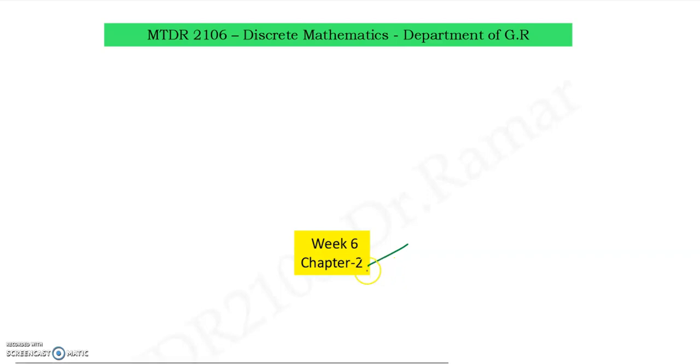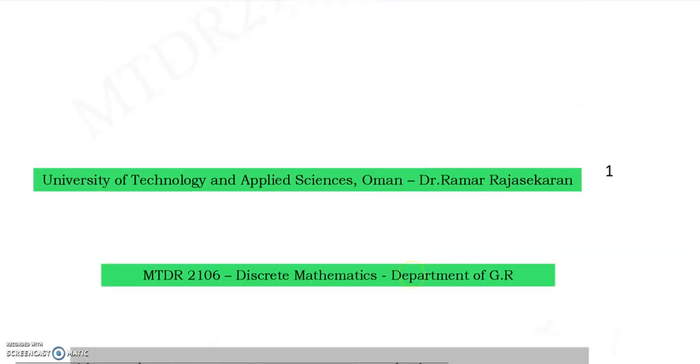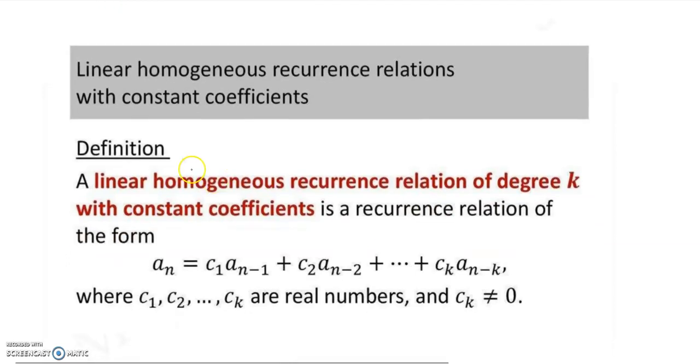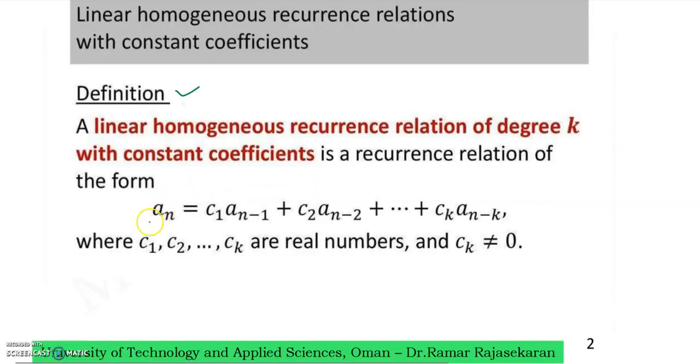Dear students, in this video we will see chapter 2. You see the definition for linear homogeneous recurrence relations with constant coefficients. Now this equation is called a linear homogeneous recurrence relation of degree k with constant coefficients. Here we say the degree is k. You see in the last term, what is the suffix value of a? That is a n minus k. This is the degree k.